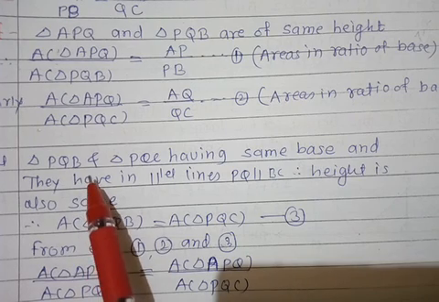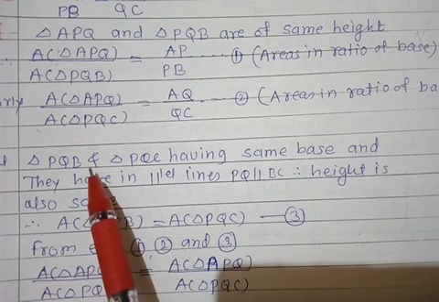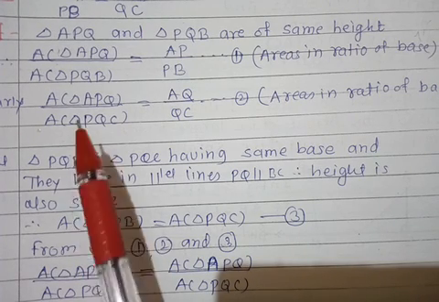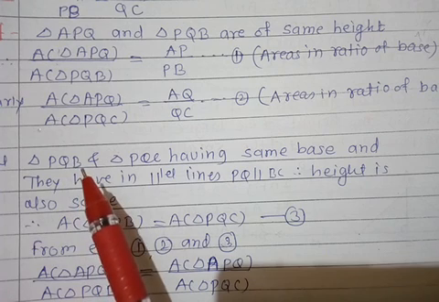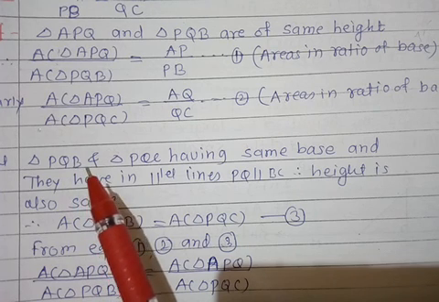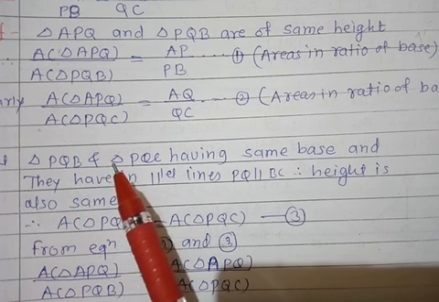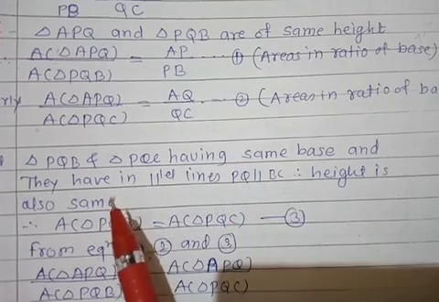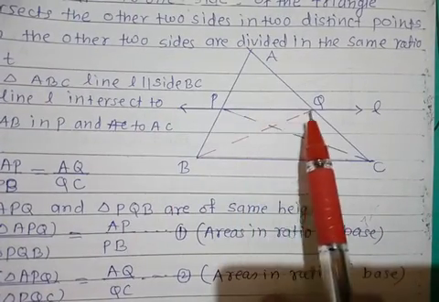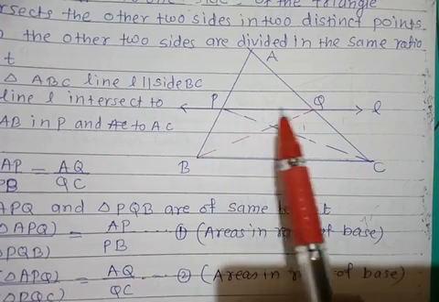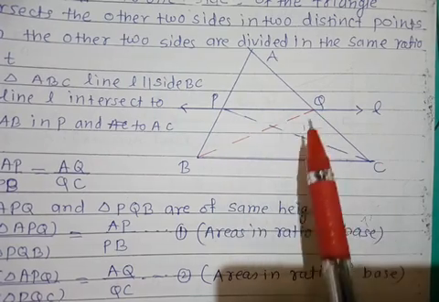Understand? I think you have to understand this clearly. In parallel lines, if two triangles have the same base and height, then their areas are equal. Here also, look, the base PQ is the base of this triangle and also of this triangle, and the height is the same, so their areas are equal.